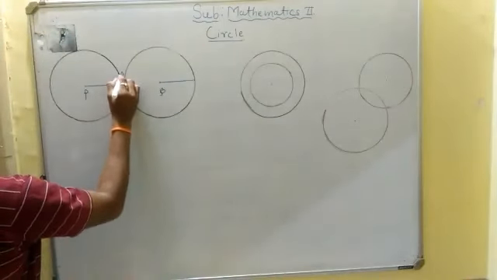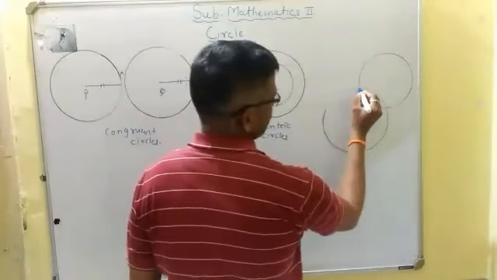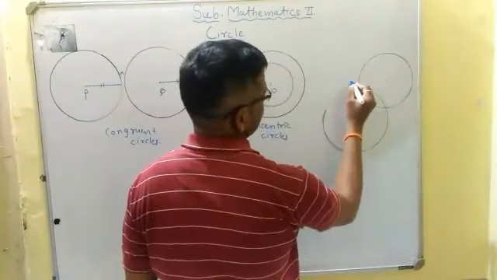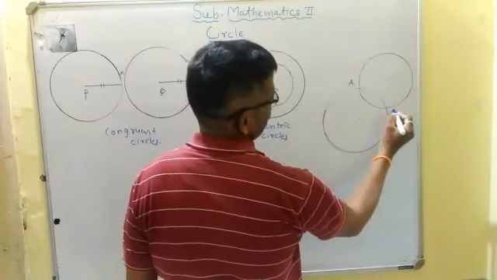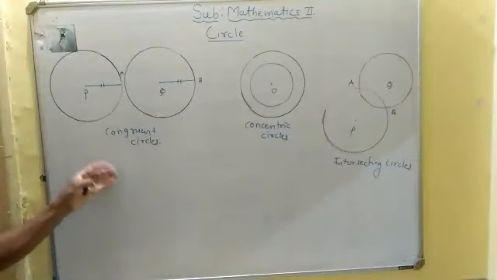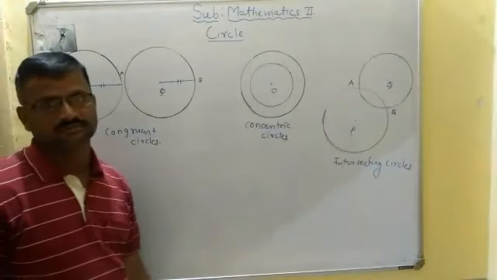Also we learned that when two circles intersect each other at two distinct points, in that figure the circles with centers P and Q respectively intersect each other at points A and B, then we say that such circles are intersecting circles. That part we learned in a previous standard.